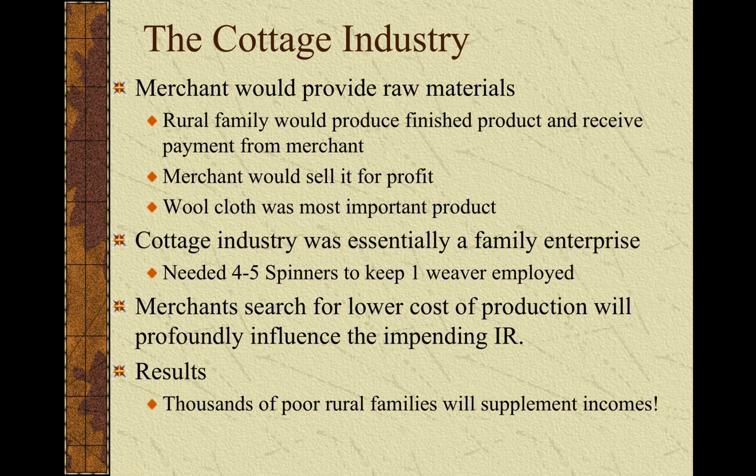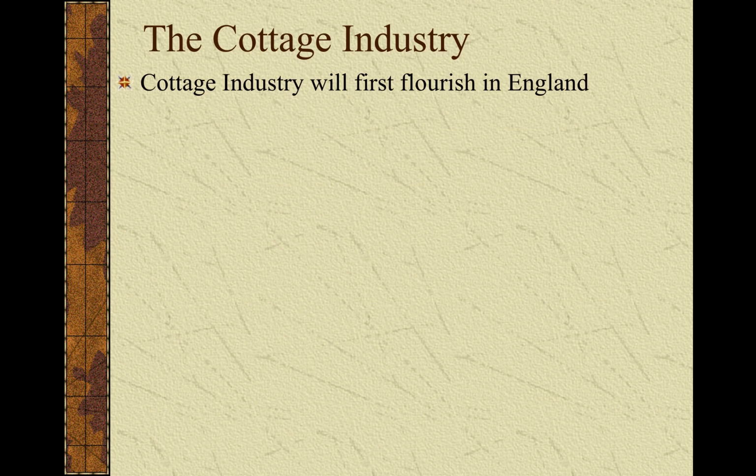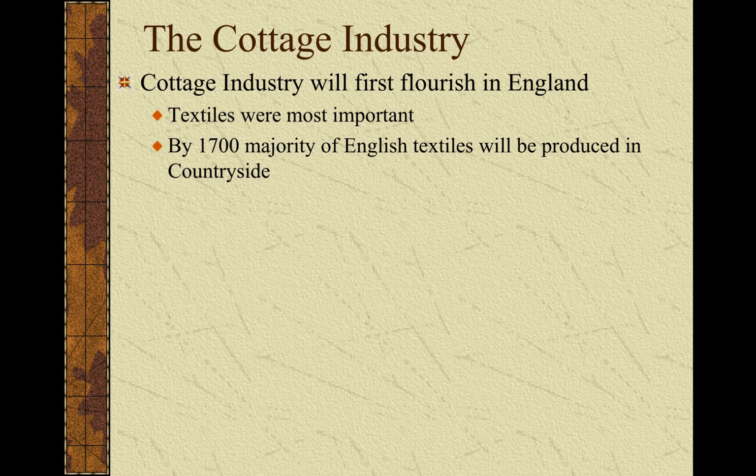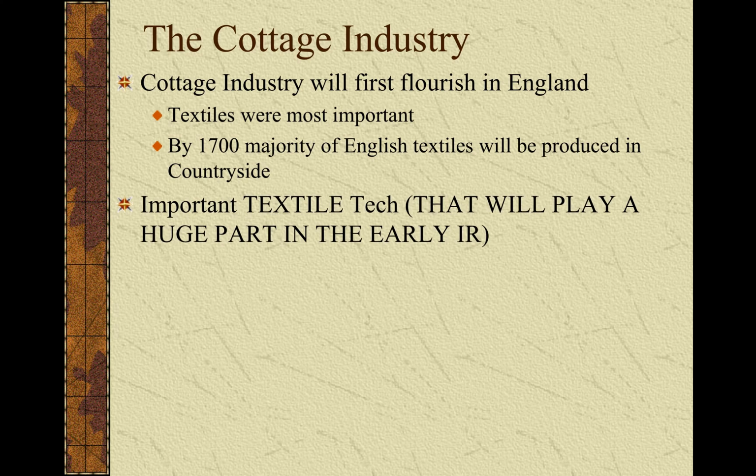Okay, and as a result of the cottage industry, we're going to see thousands of poor families be able to supplement their income. Many peasants are going to be exposed to capitalism and business, and we're going to talk about that a little bit later. All right, cottage industry is going to first flourish in England, dealing with textiles, making clothes. By the 1700s, the majority of English textiles are going to be produced in the countryside in these cottages, and we're going to see the start of industrialization with this cottage industry.